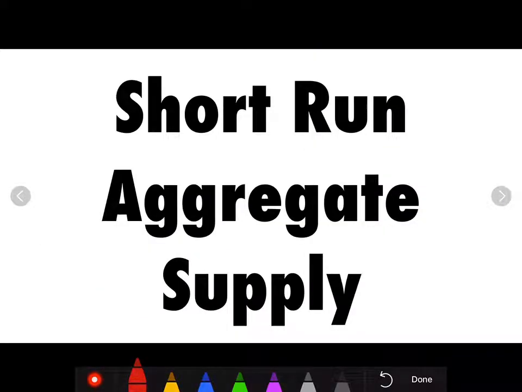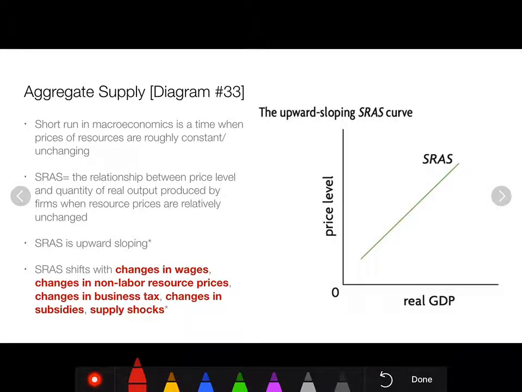Now, short-run aggregate supply are changes to the business marketplace in a domestic country. This is a time when the price of resources are roughly the same, so you don't see a lot of changes in the prices of goods or prices of factors of production. The prices of the resources change the same, but the overall curve shifts left or right.